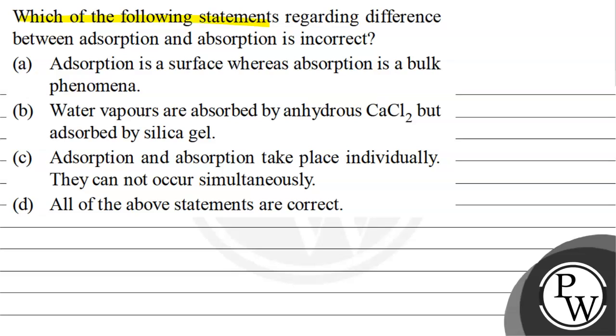Let's read this question. Which of the following statements regarding the difference between adsorption and absorption is incorrect? A. Adsorption is a surface whereas absorption is a bulk phenomenon. B. Water vapors are absorbed by anhydrous CaCl2 but adsorbed by silica gel. C. Adsorption and absorption take place individually. They cannot occur simultaneously. And D. All of the above are correct.